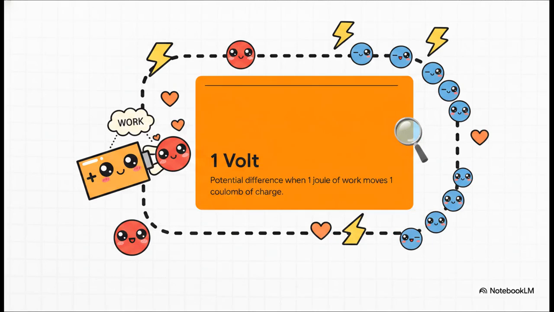So how do we measure that push? With volts. Potential difference is just a fancy way of saying the amount of work done to move a charge around a circuit. To be super precise, 1 volt is the potential difference when exactly 1 joule of work is done to move a charge of 1 coulomb. It's the sheer raw energy shoving those electrons forward.